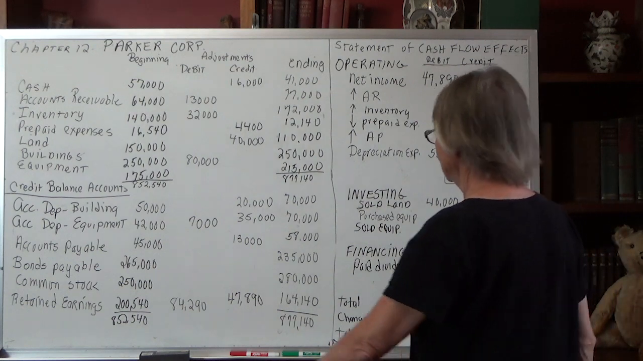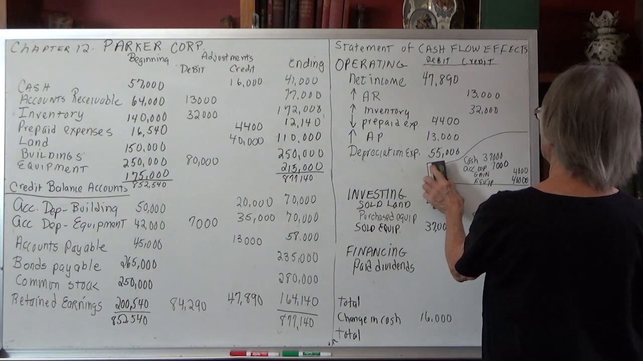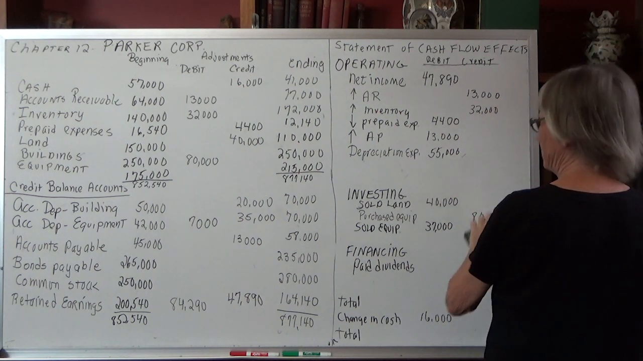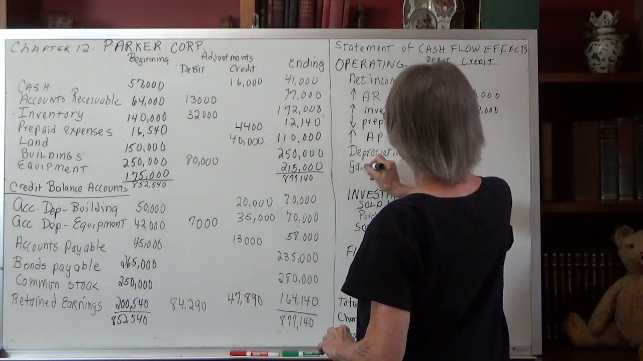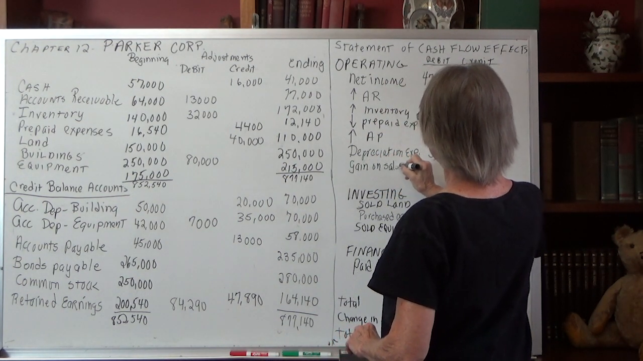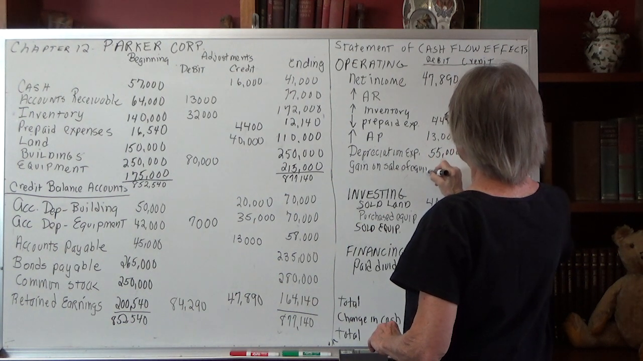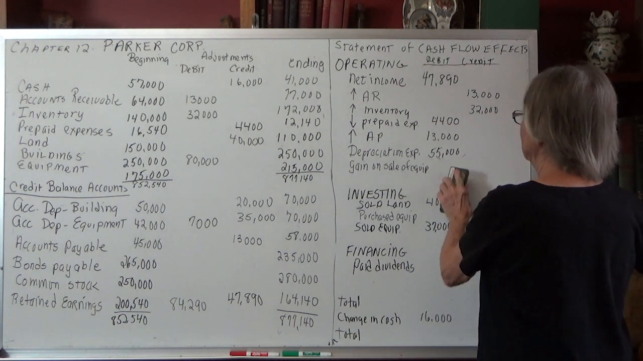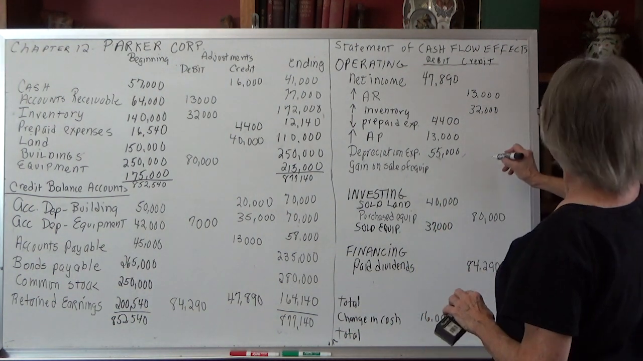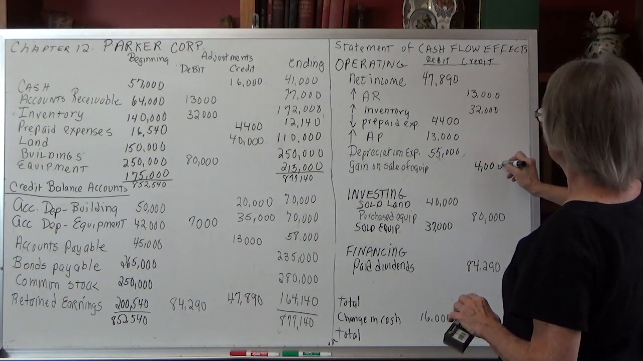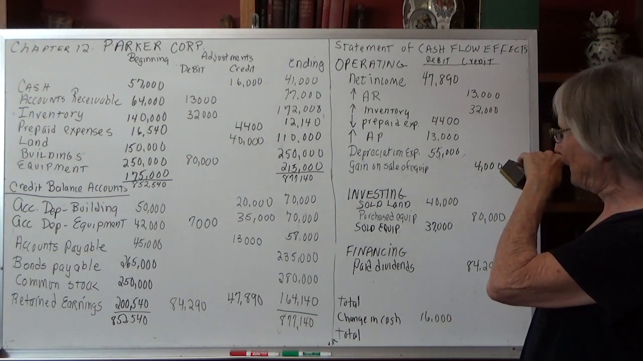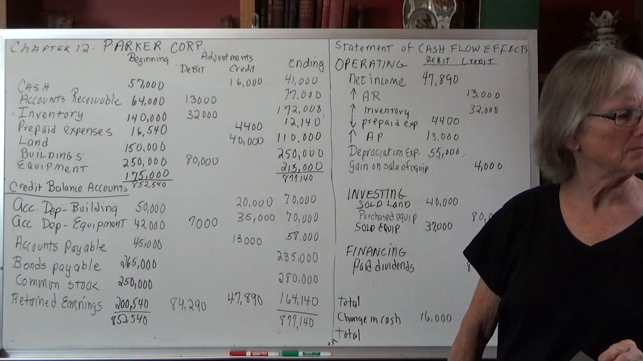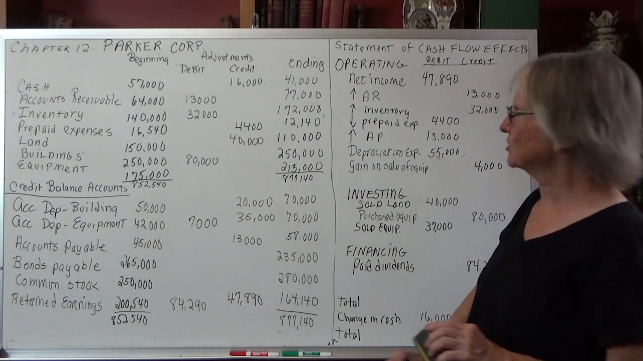The gain, that goes in the operating section, so I'm going to get rid of this. So we have to do gain on the sale of equipment, and that's an income statement account, and so that would be a credit entry here. Oh, we have to take the equipment off, and the cost of the equipment was the 40,000. Okay.